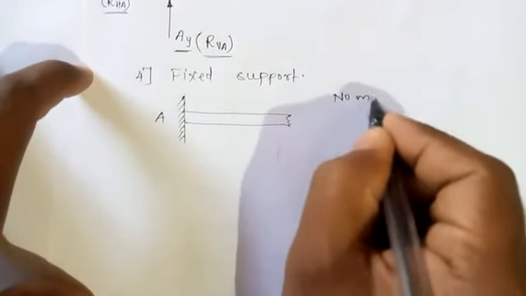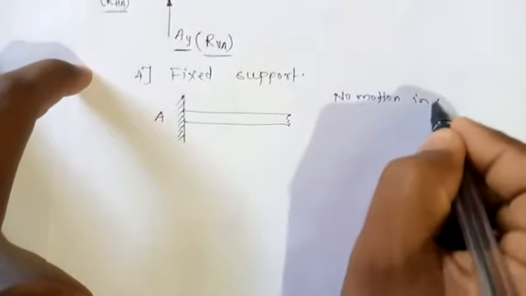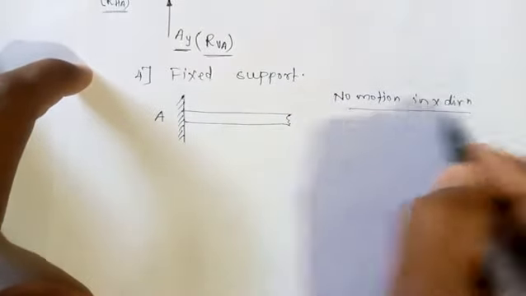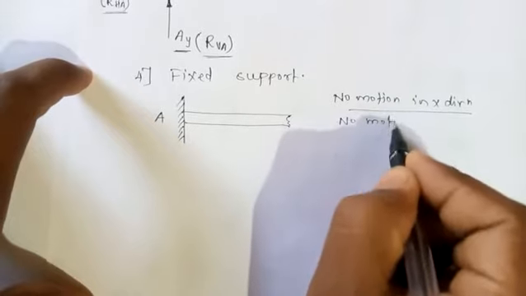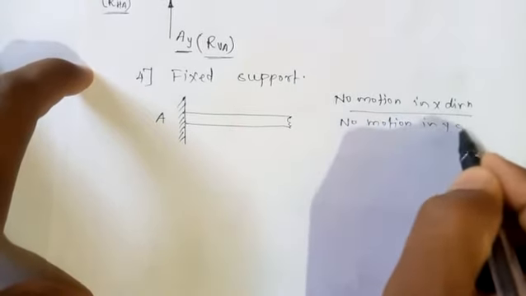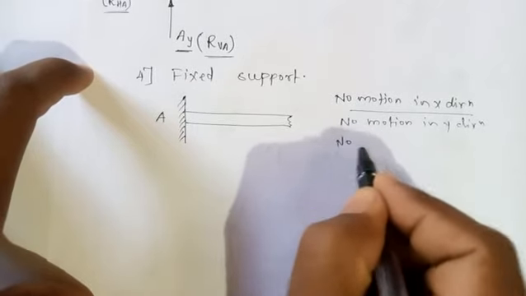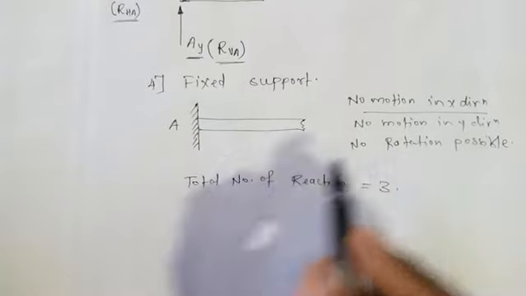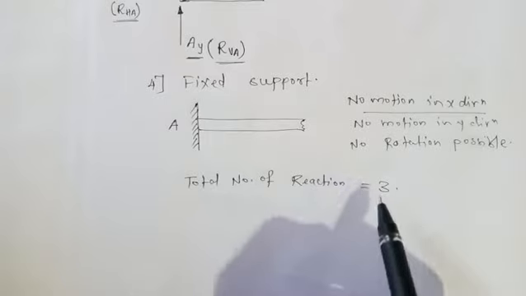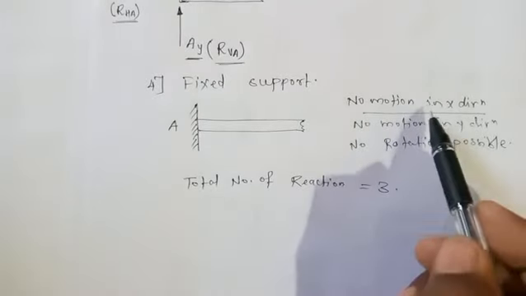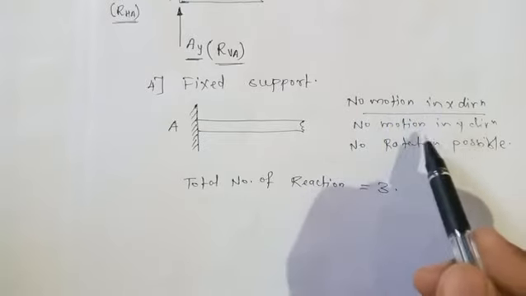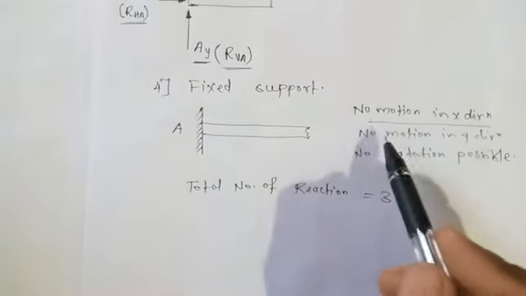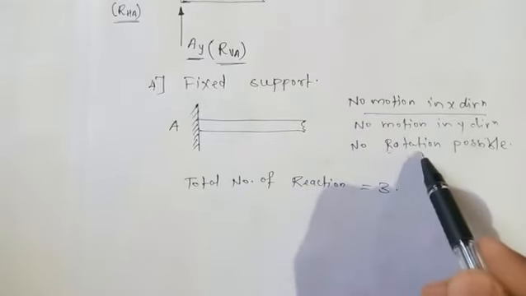No motion in x direction is possible because it is fixed here. So no motion in x direction. Again there is no motion in y direction, and there is no rotation possible. So as there is no rotation possible, total number of reactions offered by the fixed support will be 3, because first reaction will be in x direction because no motion in x direction. Then second reaction will be in y direction because there is no motion in y direction, and the third reaction will be moment because of no rotation possible.